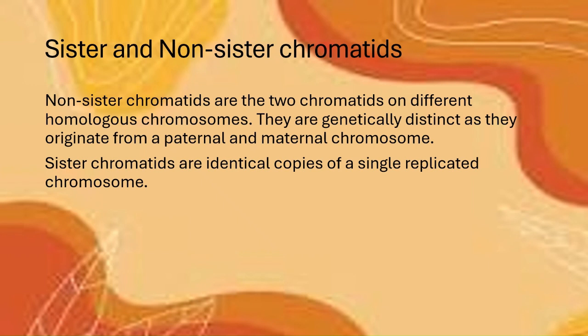So now we're looking at sister and non-sister chromatids. Non-sister chromatids are the 2 chromatids on different homologous chromosomes. So they are genetically distinct as they originate from the paternal and maternal chromosome. And sister chromatids are identical copies of a single replicated chromosome. So that's the distinction, and it's quite good to know so that the different processes you actually study make sense.